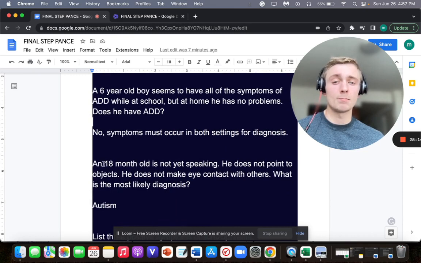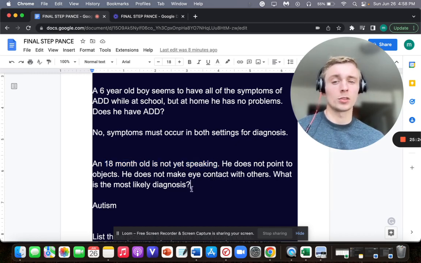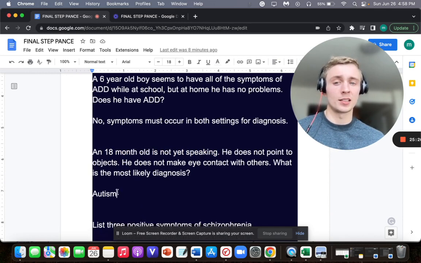How about an 18-month-old who is not yet speaking? He does not point to objects, and he also does not make eye contact with others. So what's the most likely diagnosis? So that's going to be autism. So autism is typical of not speaking, not pointing to objects, and also not making eye contact with mom or others.